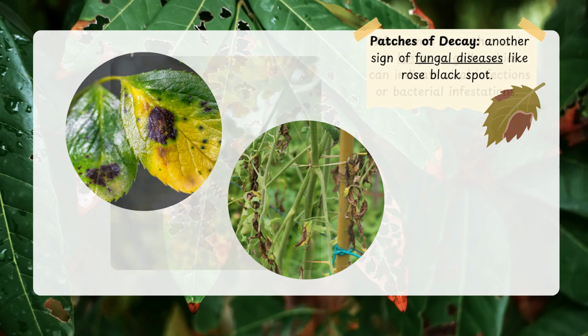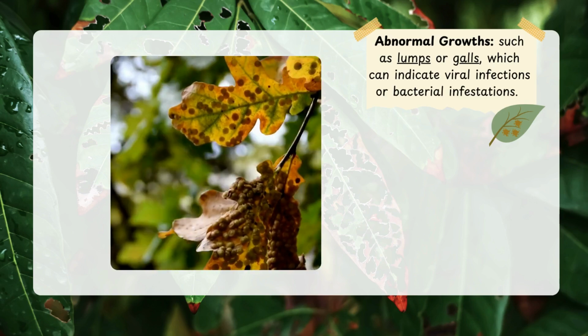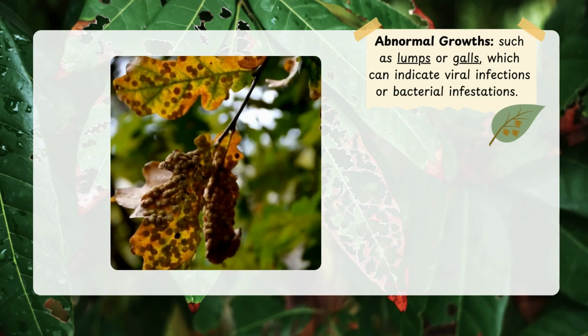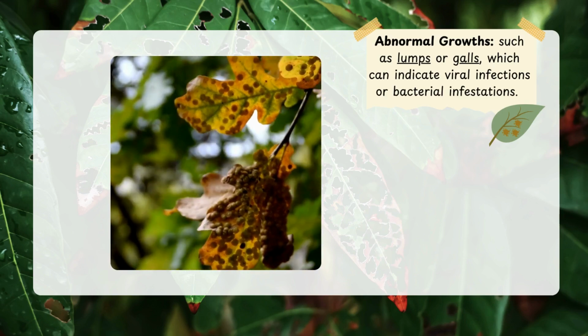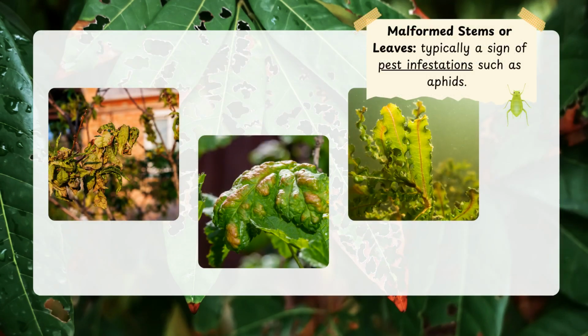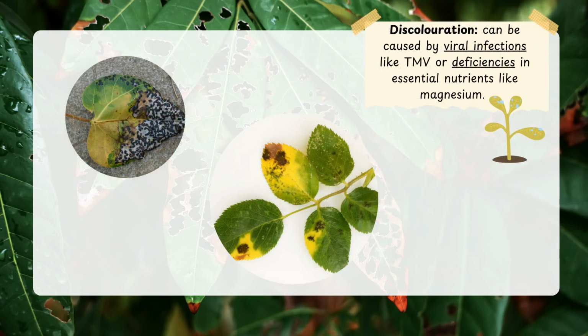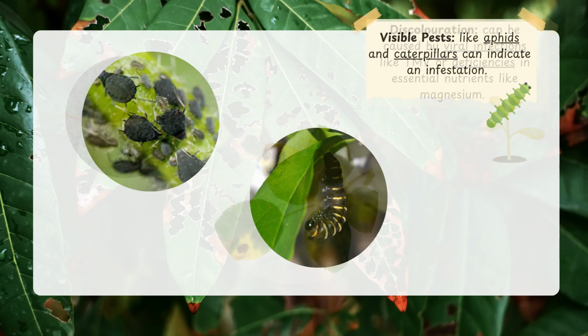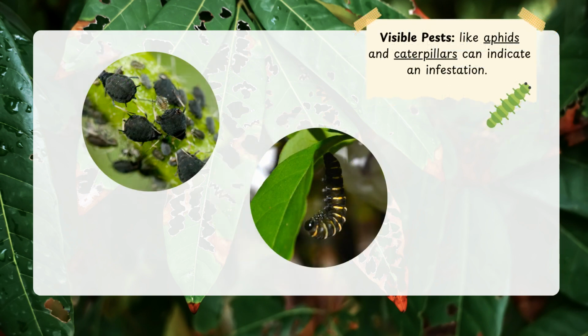Another important symptom is abnormal growths. These can take the form of lumps or galls, which can indicate viral infections or bacterial infestations. The next symptom of note is malformed stems or leaves. Typically, these are a sign of pest infestations, such as aphids. Penultimately, infected plants often display discoloration. This can be caused by viral infections, such as TMV, or deficiencies in essential nutrients, like magnesium. Finally, one common indicator of infection is visible pests. The presence of pests, such as aphids and caterpillars, can indicate an infestation that leads to secondary infections.